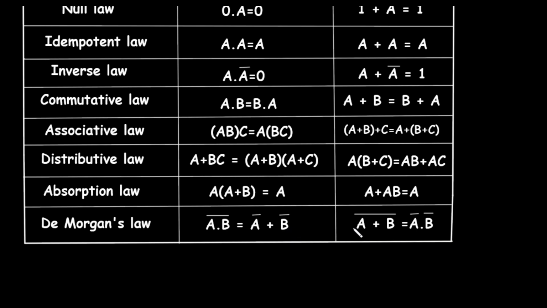Then second law, overline of A plus B is equal to A bar dot B bar. To negate an OR statement, you negate each part and change the OR to AND.